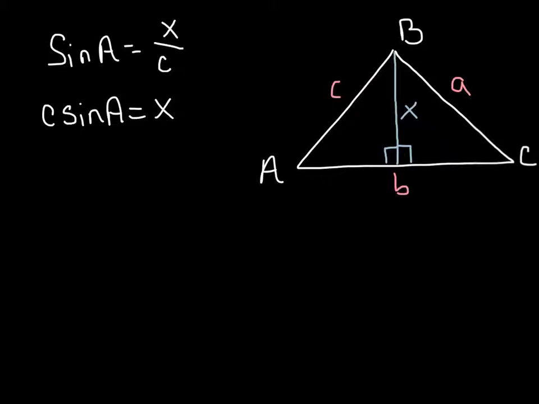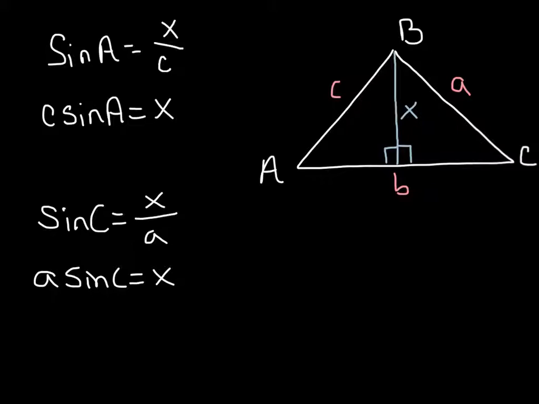Now I can do the same thing for angle C. So the sine of angle C is equal to x over a, because if we find angle C, the opposite side is x and the hypotenuse is a. Similarly, I'll multiply both sides by a, and I get a times the sine of C is equal to x. And you might notice, from these two expressions, we have two things that are both equal to x.